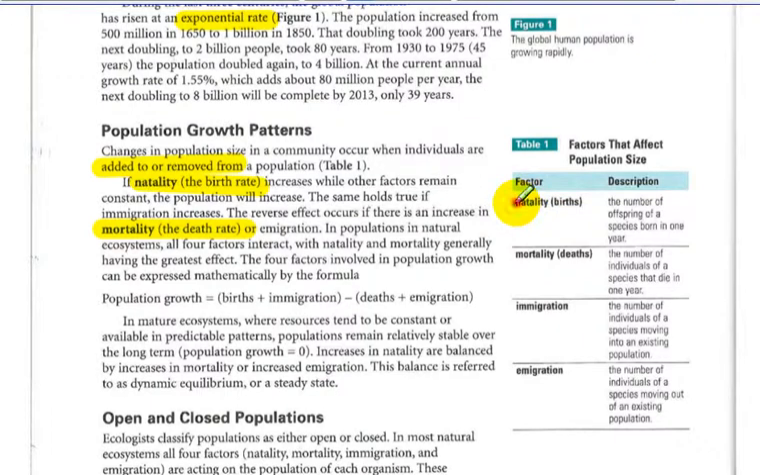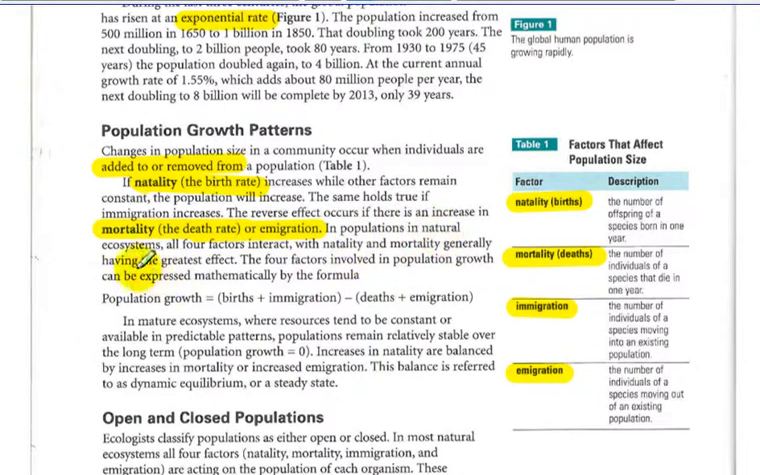So if we take a look here, natality is births, immigration is individuals moving into an area, so people who come from another country into Canada, that is immigration coming in. Mortality is death rate, people dying, of course you lose population there. Emigration, people leaving our country to go somewhere else, that of course decreases population as well. So natality and immigration increase the rate, whereas mortality and emigration decrease.